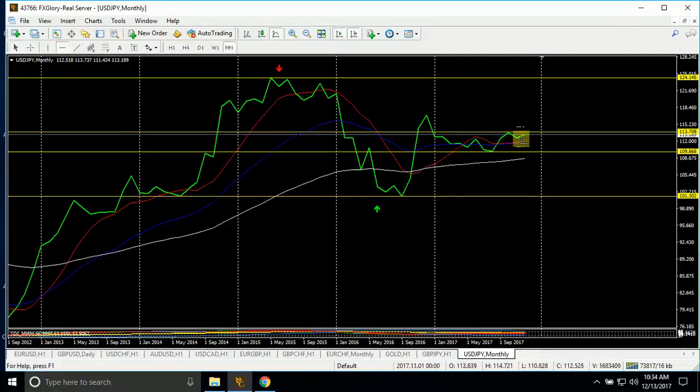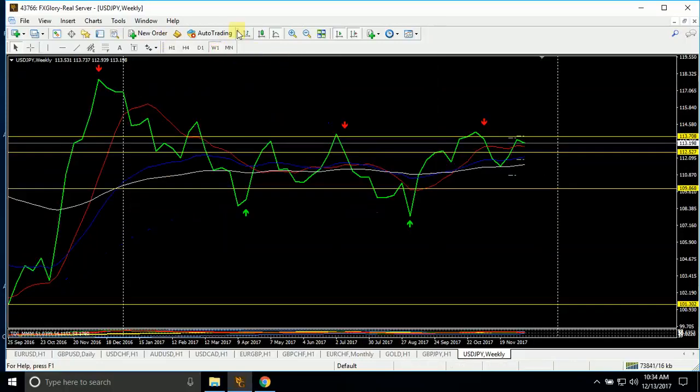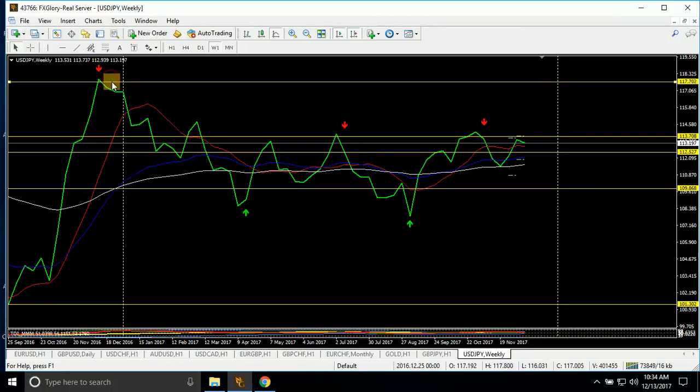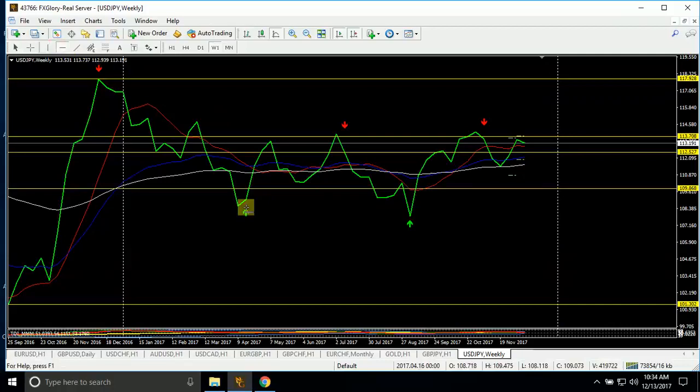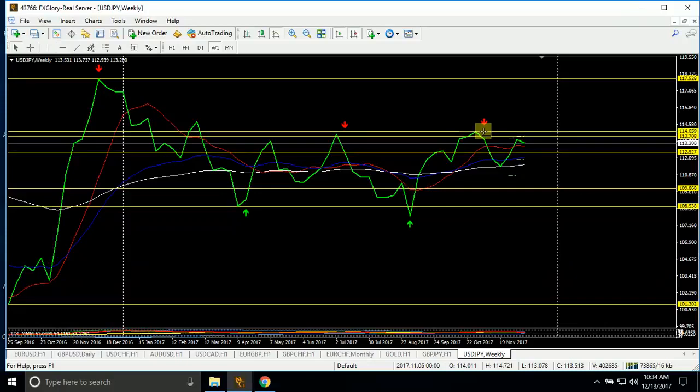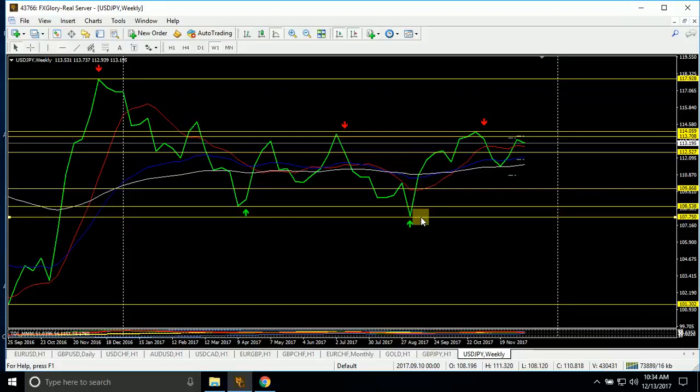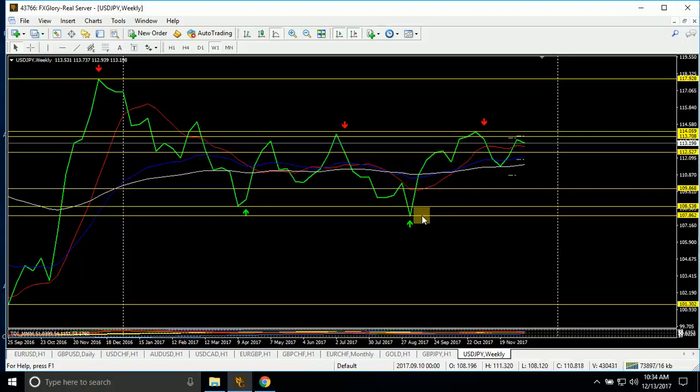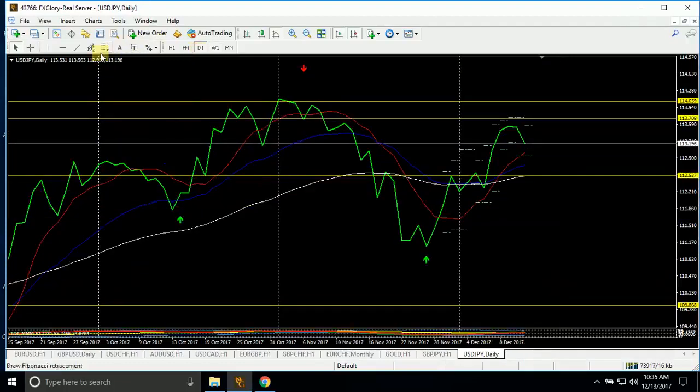Count back 4. 1, 2, 3, 4. Done. Weekly. Mark off your arrows. Daily. Arrow.